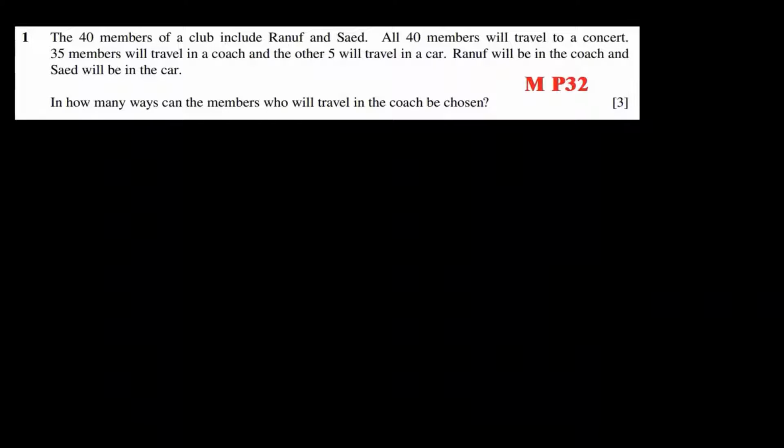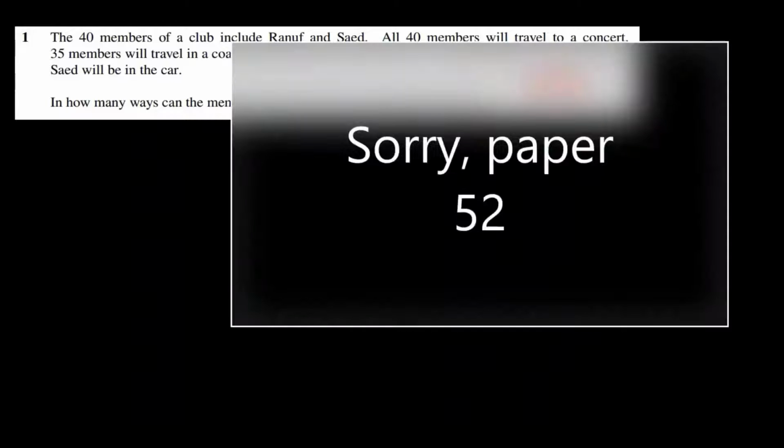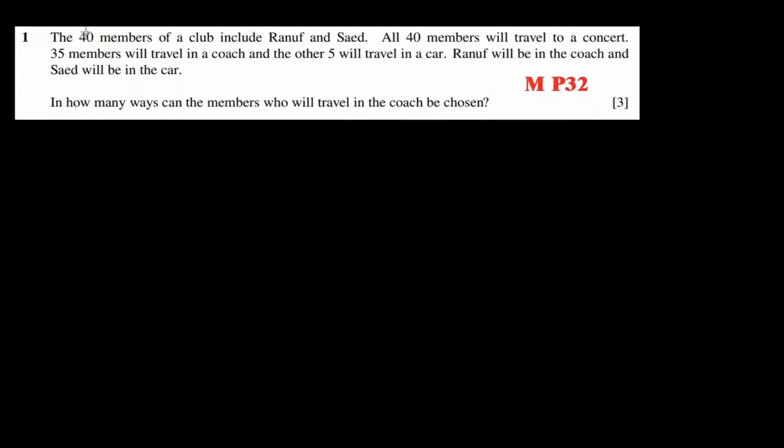First question is from March 2020, paper 32, question number 1. They say that there are 40 members of a club and they are going somewhere. 35 of them will travel in a coach and 5 will go in a car to a concert. Okay, Ranuf will be in coach and Said will be in car. So let's draw a coach. Suppose this is the coach and Ranuf is one of them. This is car and Said is one of them, right?